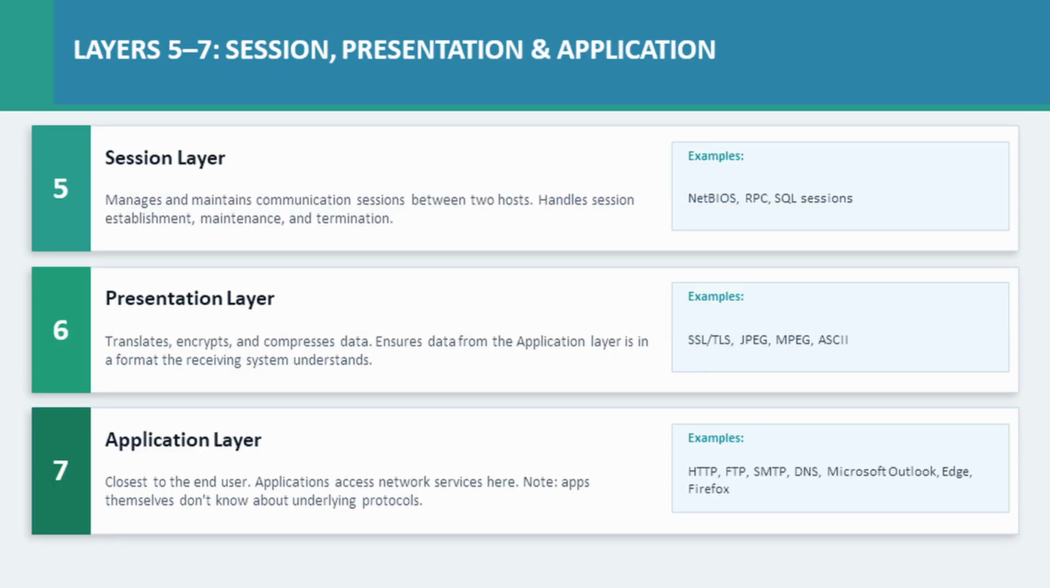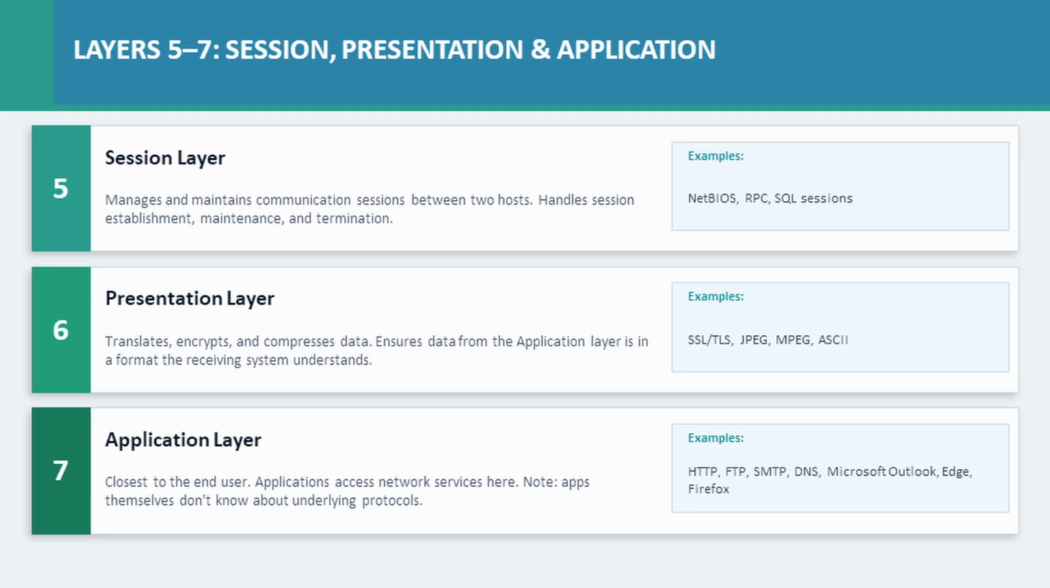The top three layers of the OSI model, session, presentation, and application, are all about what happens after data has crossed the network and arrived at its destination. The session layer, layer 5, establishes, manages, and terminates communication sessions between two computers. It ensures that a conversation stays open for as long as it needs to be. The presentation layer, layer 6, acts as a translator. It ensures that data from the sending application is in a format the receiving system can understand. This includes encoding, encryption like SSL and TLS, and compression.